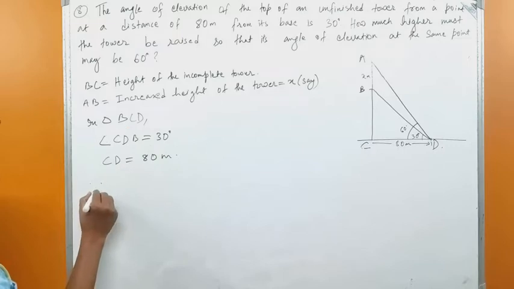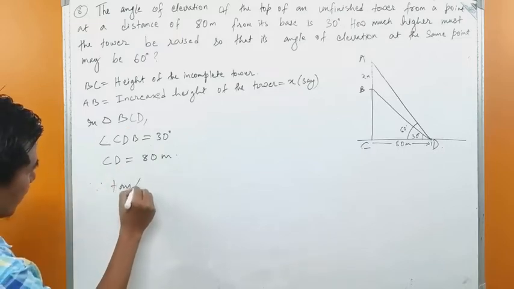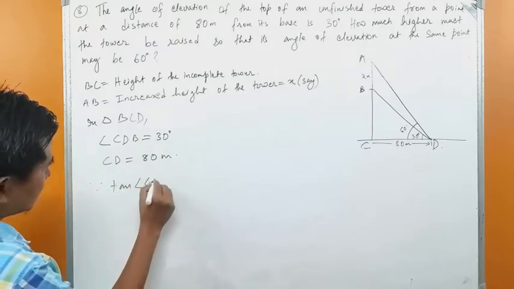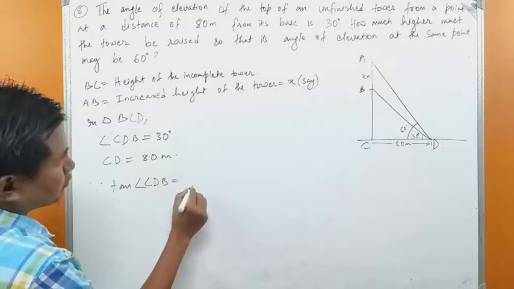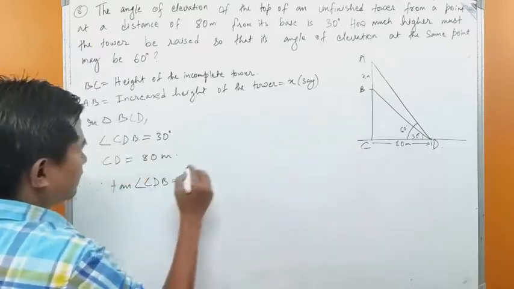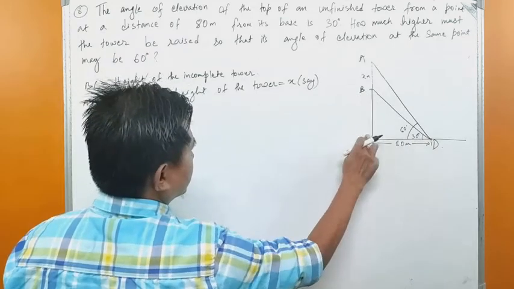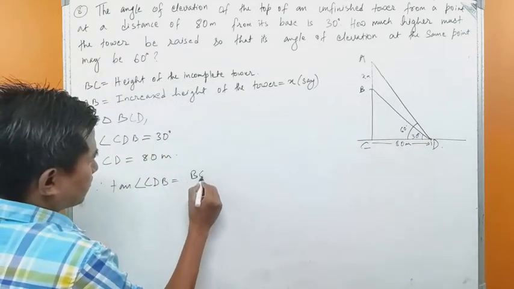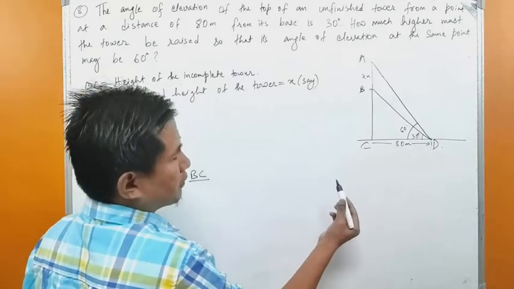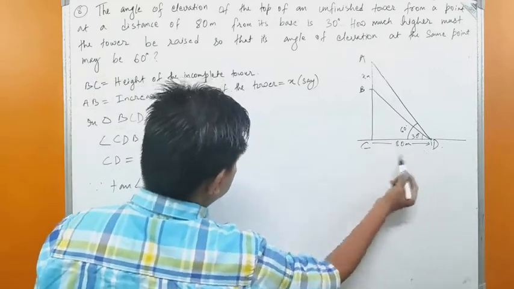Okay, since tan of angle CDB equals perpendicular, which is BC. When we talk about this angle, perpendicular will be BC. Tan theta is perpendicular upon base, isn't it? Base is CD.